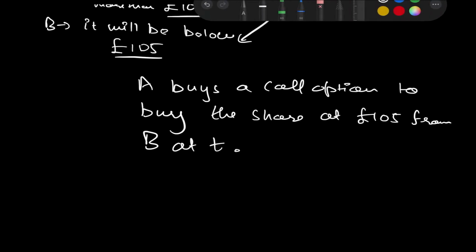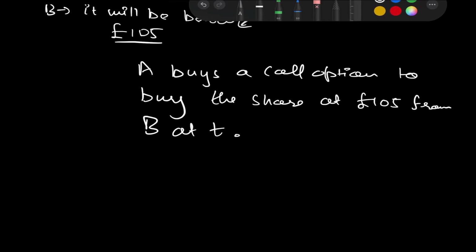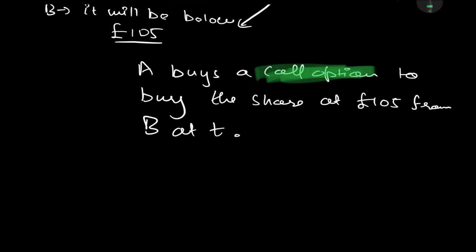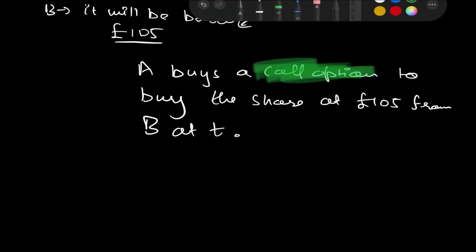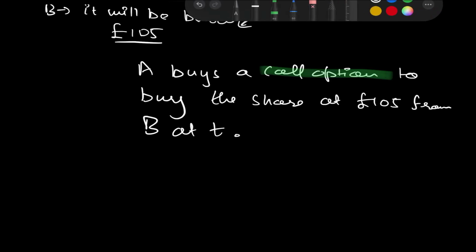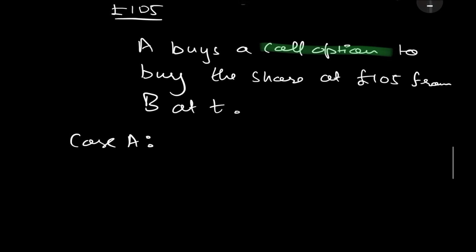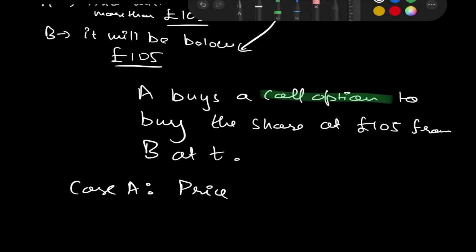Okay, so now let's just consider cases. So A is buying a call option because they believe that the price will be higher than 105. And because they believe that the price will be 100 and higher than 105, they want a right to buy it. But if it goes below 105, they don't have an obligation, right? So case A, let's say the price, and what is the price at which A buys?